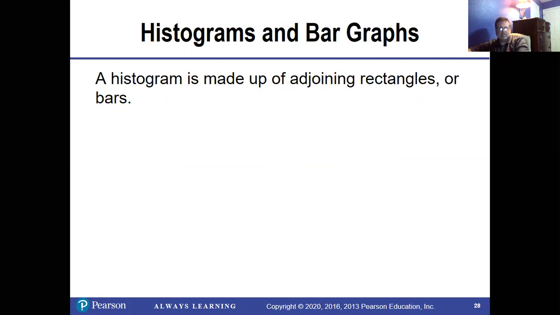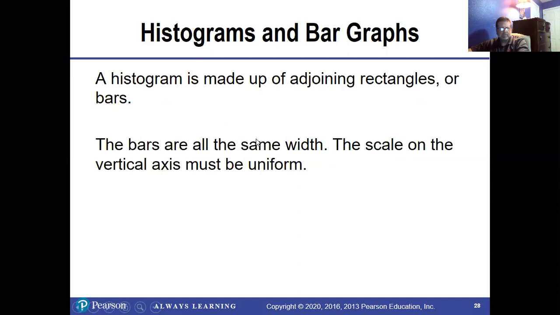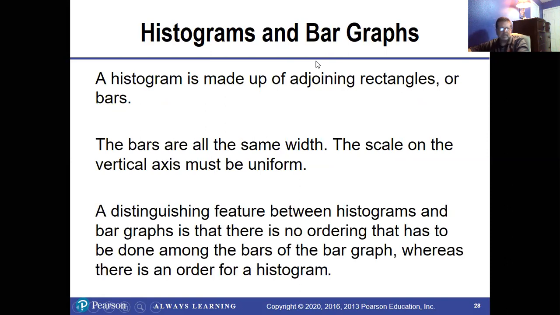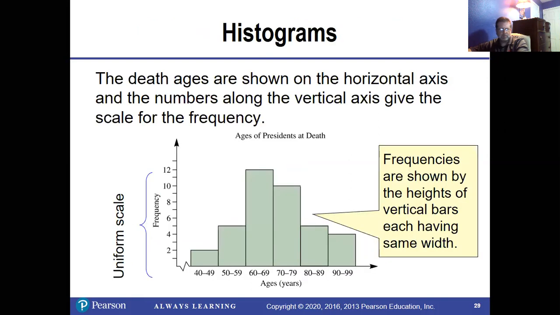Histograms and bar graphs. Okay, so these look very similar. A histogram is made up of adjoining rectangles or bars. Bar graphs are not connected with each other. The bars are the same width, usually in both of them. The scale's vertical axis must be uniform. And the distinguishing feature between histograms and bar graphs is that there is no ordering that has to be done with bar graphs, whereas histograms have to be in order, which means histograms are probably more numerical than the bar graph.